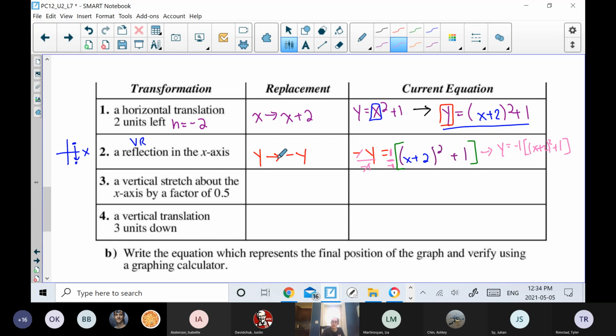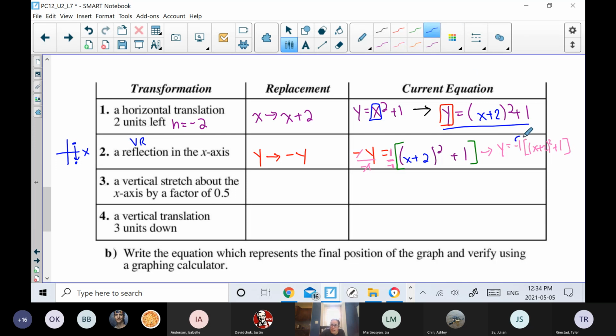Right? Because remember, whenever you have a y replacement, that's going to be an a value. The a value must go in front of the function. If you saw this, you would say that's an a value of negative 1. That's a vertical reflection. Okay, from here, though, I could actually expand and get rid of these two brackets.